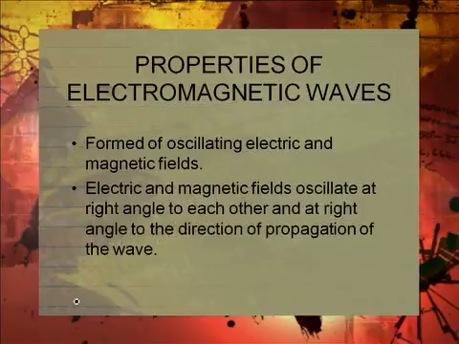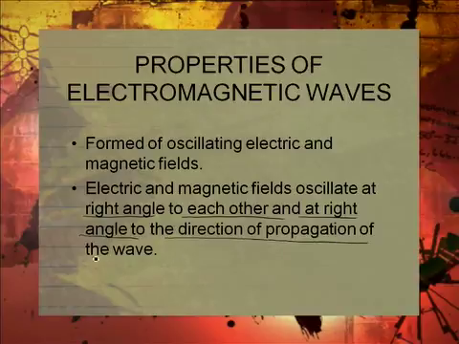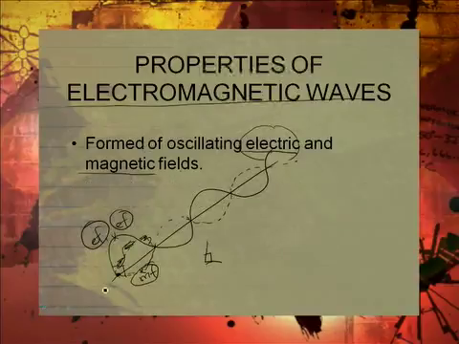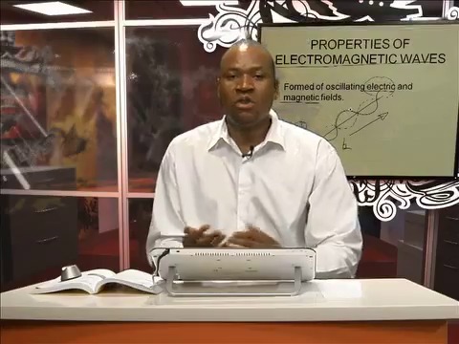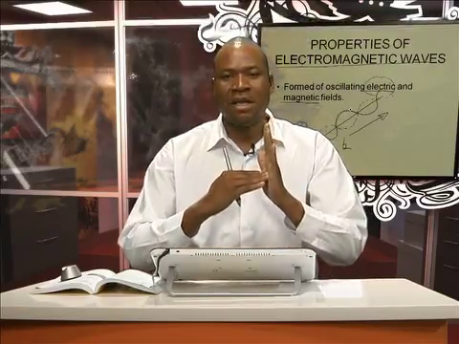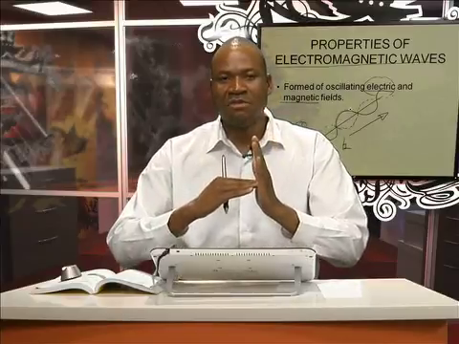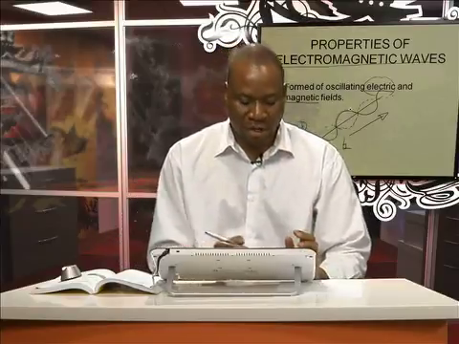Okay? And next, electric and magnetic fields oscillate at right angles to each other, just like I've shown you in that diagram. And they also act at a right angle to the direction of propagation. What does that mean? It means that if this is the direction of propagation, this one is at right angle in that direction, and this one is at right angle to the direction of propagation on the plane. So they are like that, okay? This is the electric field, this is the magnetic field at right angles to each other, okay?